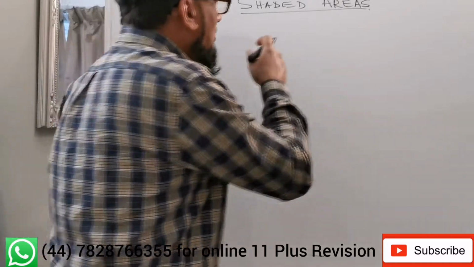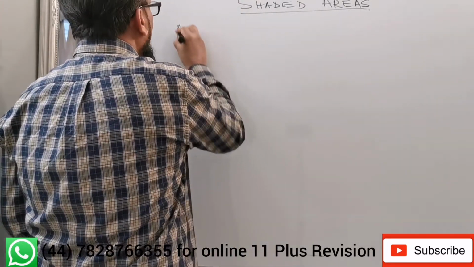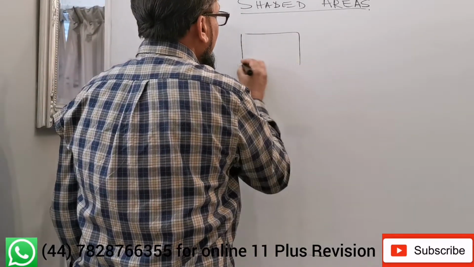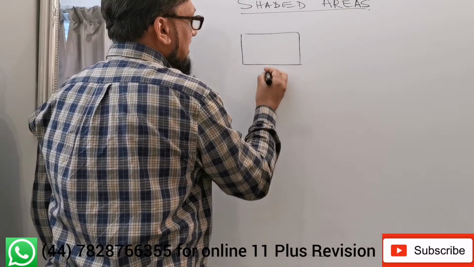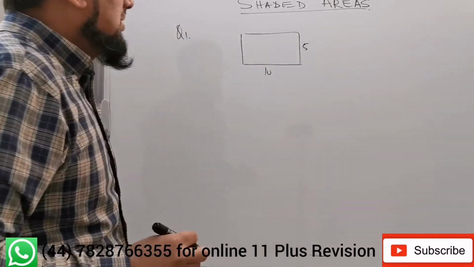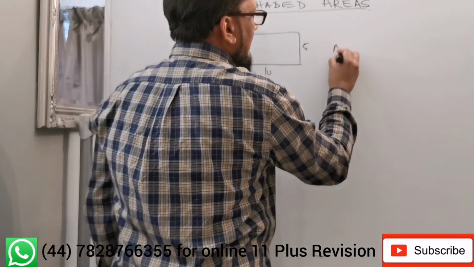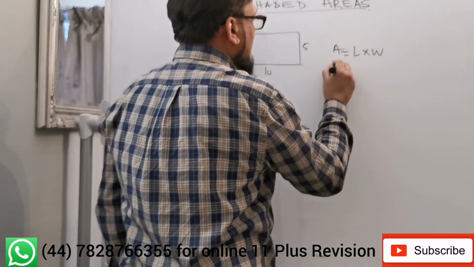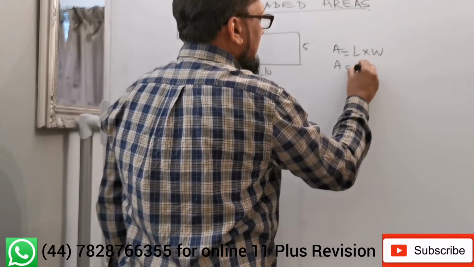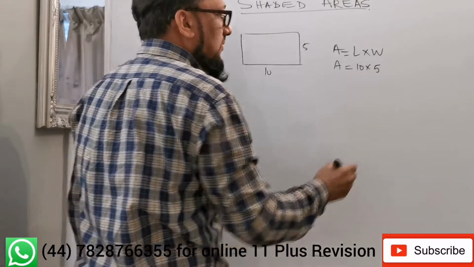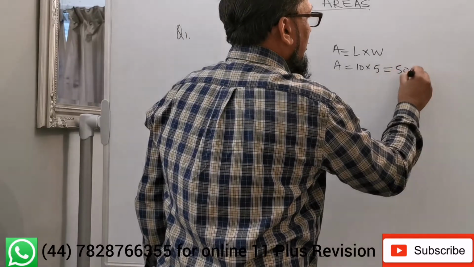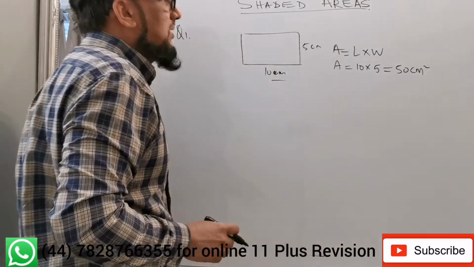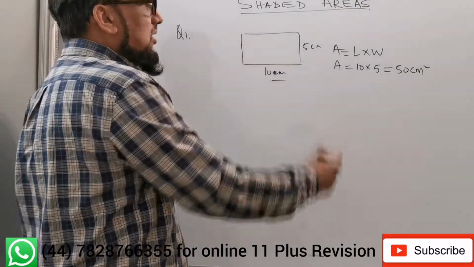So now back to the topic, and question number one. If I say to find the area for this rectangle, very simple. If I say this is 10 and this is 5, so the area for a rectangle is what? Length times width. Very simple. So A equals length, which is 10, and 5 is the width. So 10 times 5 is 50 centimeter square. So this is the basic example of how we can work out the area of a rectangle.